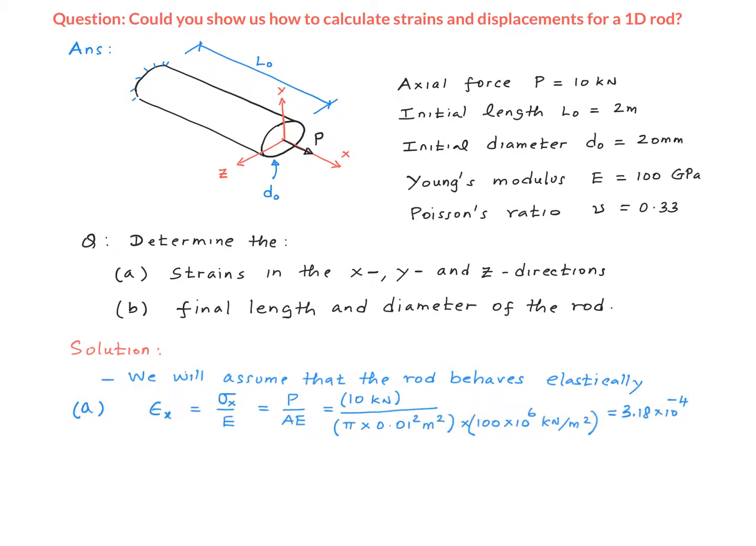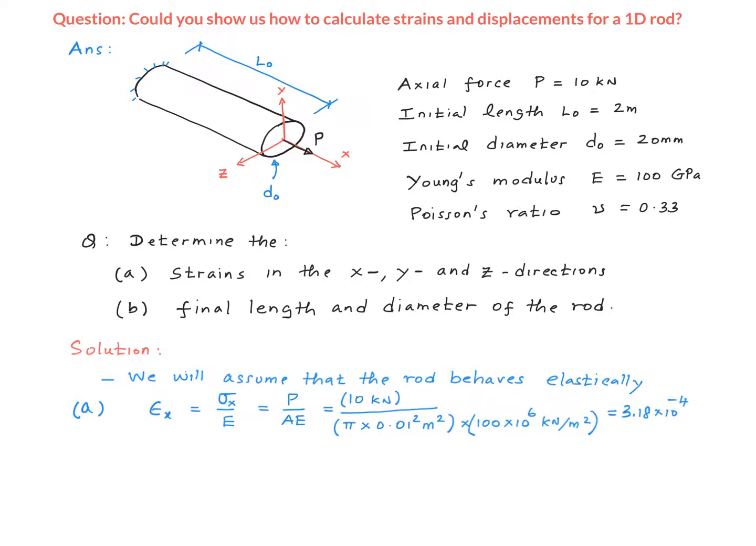Here's my calculation for epsilon x, strain in the x direction. Epsilon x is sigma x over E, but sigma x is P over A, right? Force divided by the cross-sectional area of the rod, and therefore epsilon x is P over AE, right? Now we substitute numbers for these parameters in a consistent way. So P is 10 kilonewton, area of the cross-section is pi times r squared. R would be 10 millimeter. Expressing that in meters, that will be 0.01 meters.